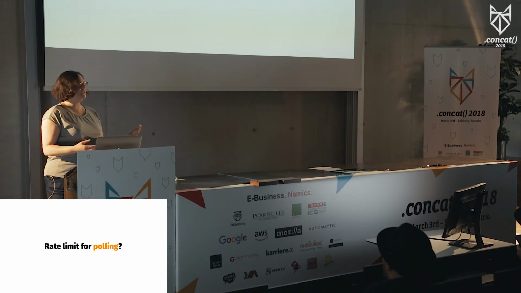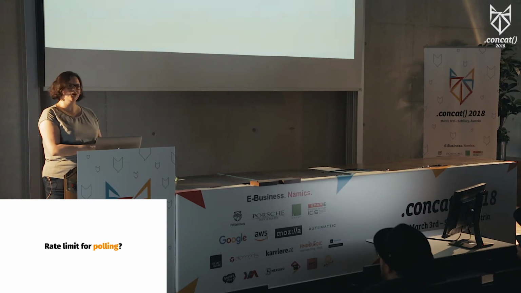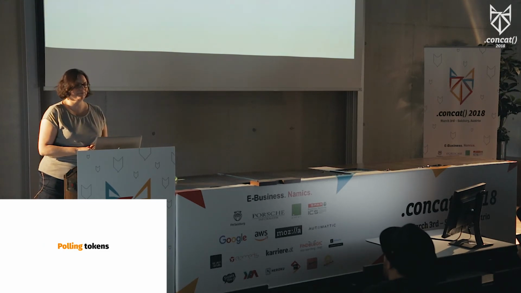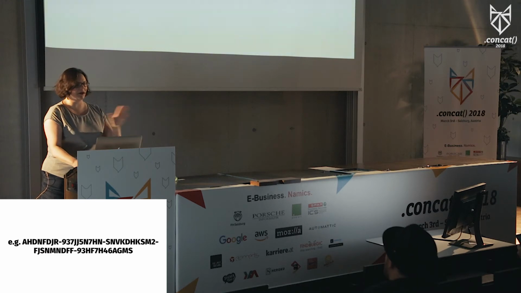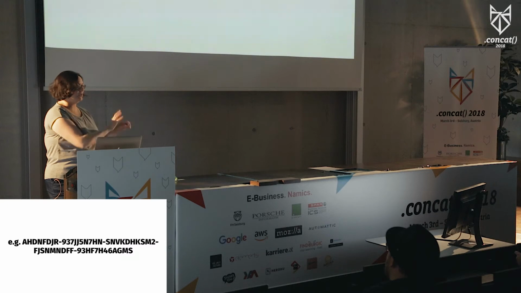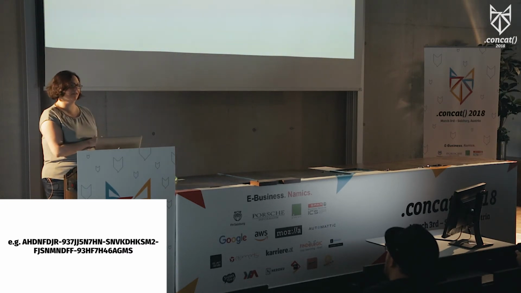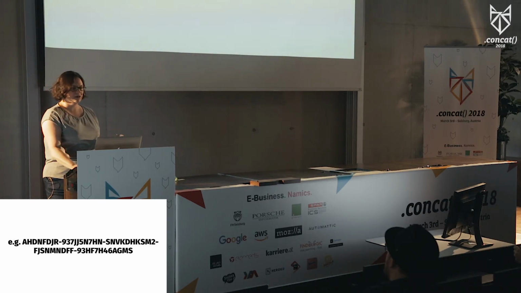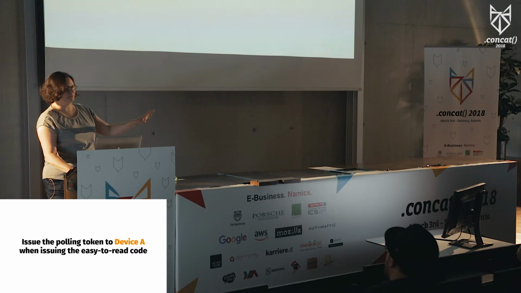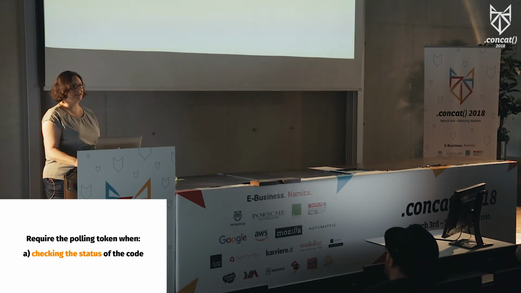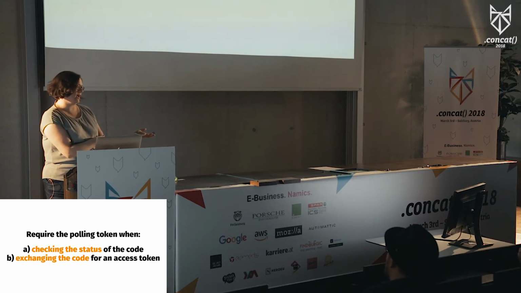You could rate limit for polling, so you can only poll so frequently. You should still do that, but it doesn't really help you too much. The trick is to add a polling token. You issue a very long and hard to guess token with the short token, and you must provide the very long token in order to ask questions about or exchange that other token. You require it when you're checking the status or when you're exchanging the code for an access token.